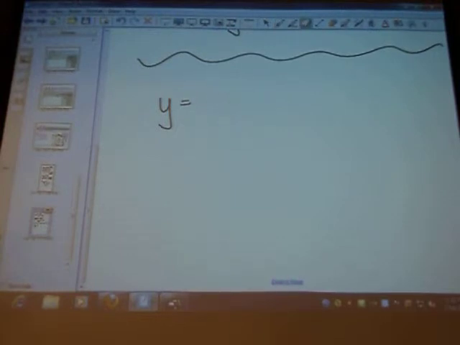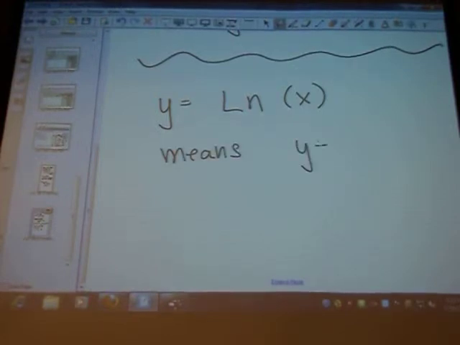So capital LN means log base e. That's all it means.